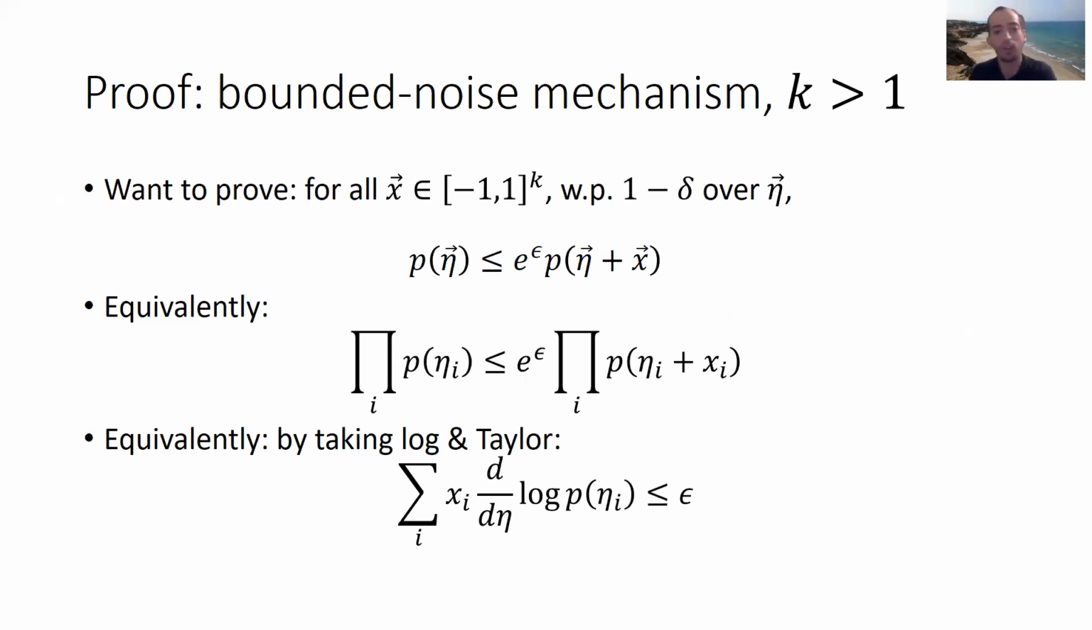And because it's independent noise, we have that the product of p of eta i is bounded by e to the epsilon times the product of p of eta i plus x i. If we again take a logarithm and do a Taylor approximation, we want that the sum over i of x i times the derivative of log p of eta i is bounded by epsilon. And this is with high probability over independent samples of eta. Let me know if this is clear.